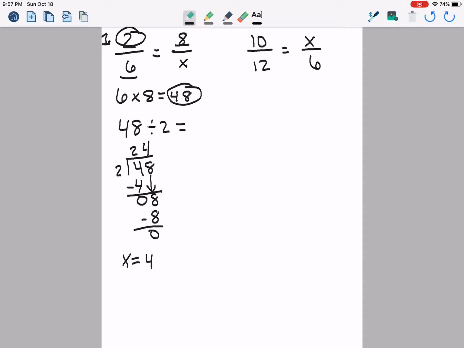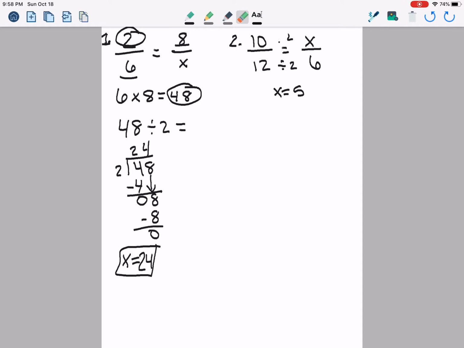So those are just two different ways that you can do this one. So let's do another example. Let's look at number 2. So for here, I'm going down, so I'm going to be dividing. So 12 divided by what equals 6? 12 divided by 2 equals 6. So I have to do it up top as well. 10 divided by 2 equals 5. So x equals 5.